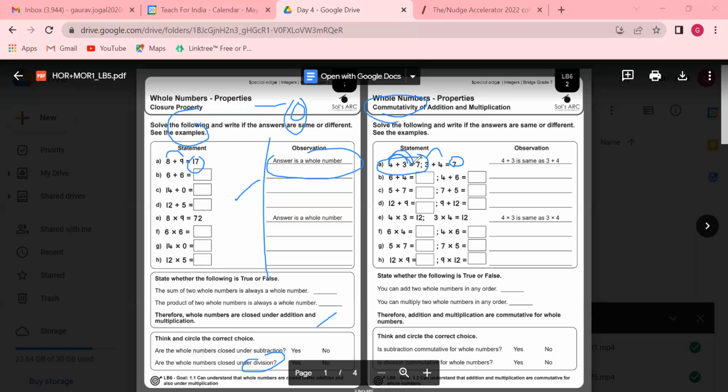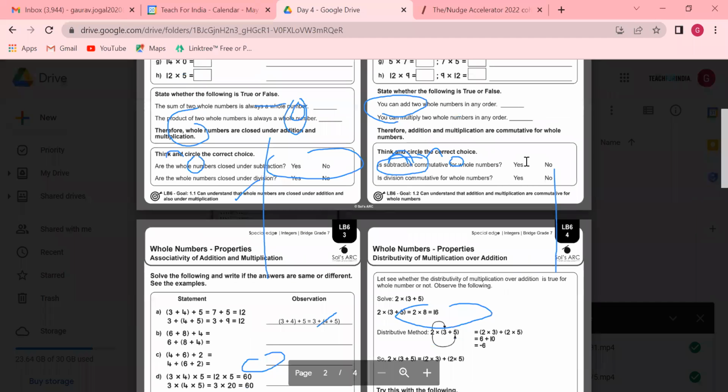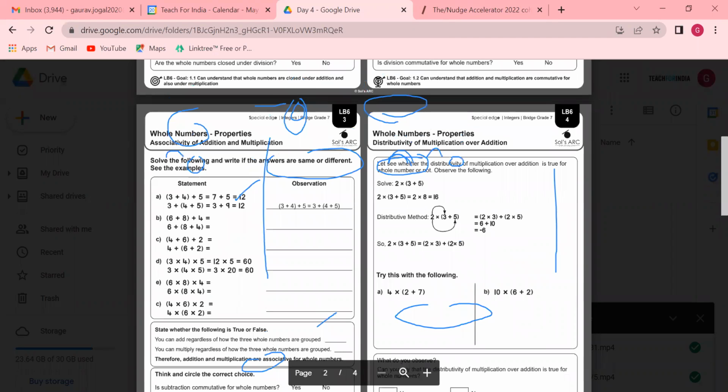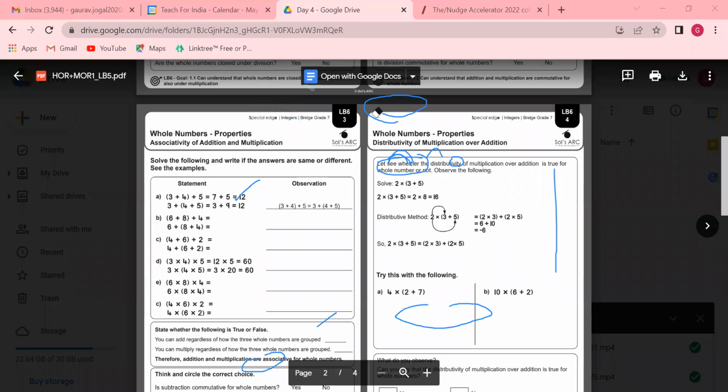This is called commutative. So you have to complete this and you have to remember addition and multiplication are commutative for whole numbers. Commutative means even if I change the order, it doesn't make any difference. Now let me explain subtraction. Subtraction is not commutative. 4 minus 3 and 3 minus 4 are different. Their answers will be different. For example, if I do 4 minus 3, the answer will be 1, but 3 minus 4, the answer will be minus 1. It is not the same, so they are not commutative.